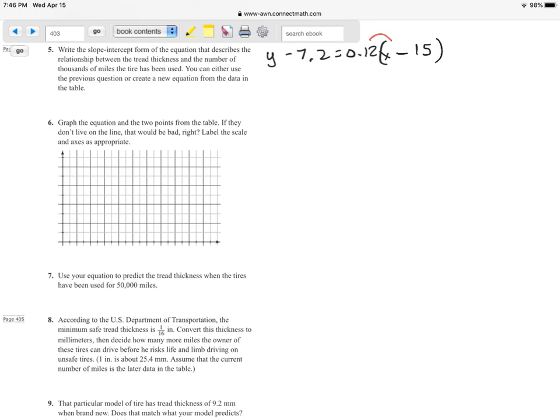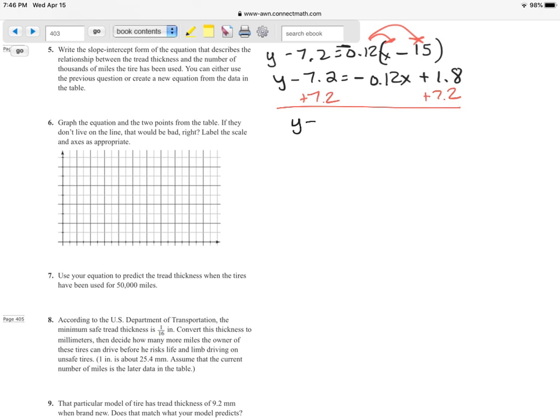So why don't we first distribute this 12, that was a negative 12 hundredths there, right? Okay, let's distribute that. So y minus 7 and 2 tenths equals negative 12 hundredths x, and the negative times the negative is a positive 1 and 8 tenths. All right, so now let's add that 7 and 2 tenths to both sides. And I get y equals negative 12 hundredths x plus 9.